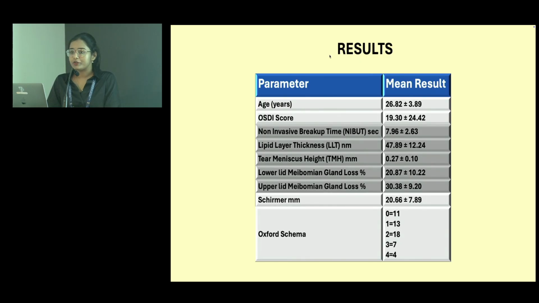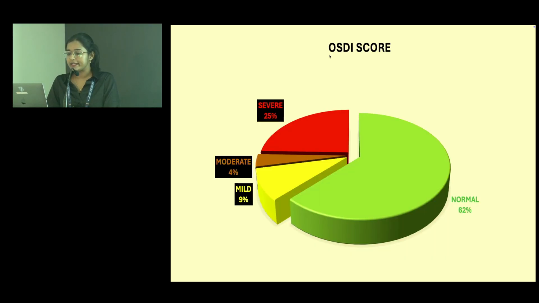The average age of our study population was 26 years with symptom score of 19. IDRA showed non-invasive breakup time of 8 seconds, lipid layer thickness 48 nanometer, tear meniscus height 0.3 millimeter with 20 to 30% meibomian gland loss. The mean Schirmer was 20 with majority of eyes having minimal or no stain. On OSDA score, 62% of participants were normal, 9% had mild, 4% had moderate, and 25% had severe dry eye disease.